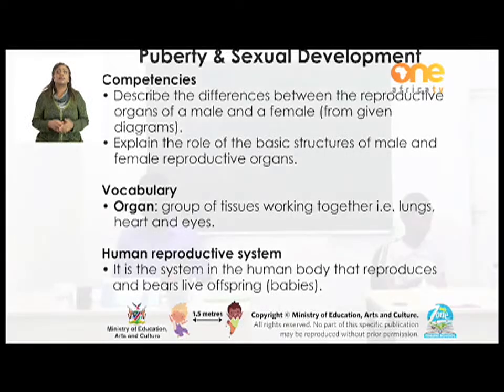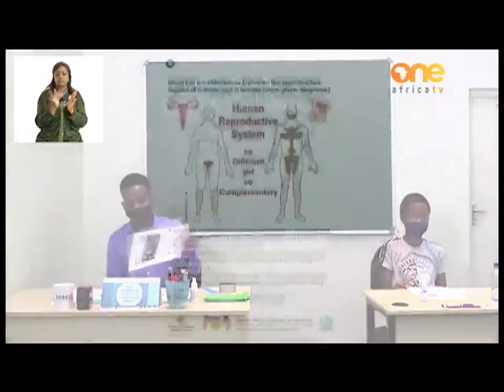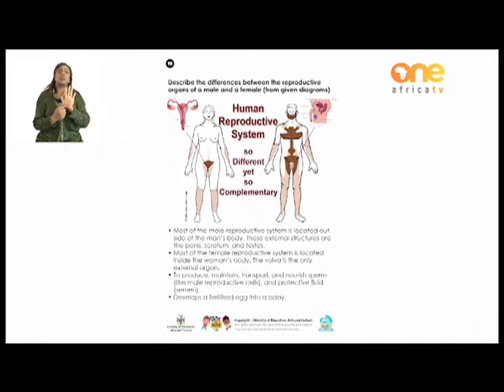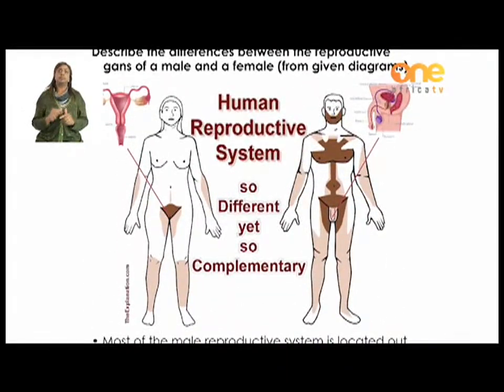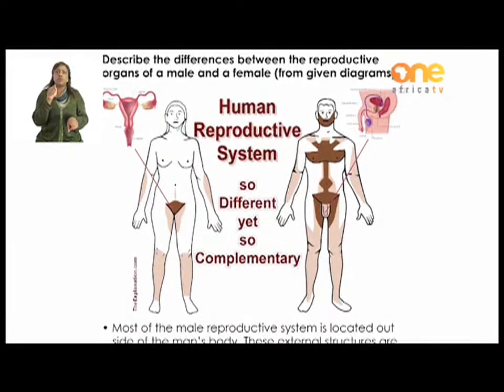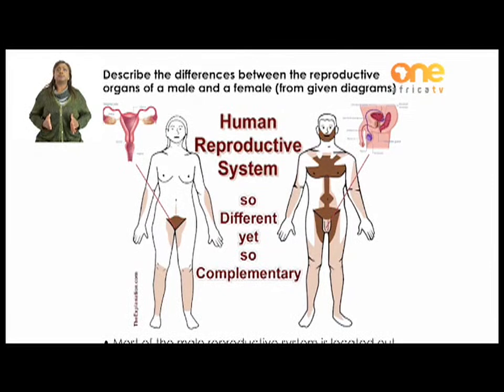Let us now turn over to page 18. You should be able to describe the differences between the reproductive organs of a male and a female from given diagrams. So here on page 18, we have two diagrams, one on the left and one on the right, of a male and female. The human reproductive system is so similar, and yet it is very different from each other, but there are a lot of complements to these bodies.